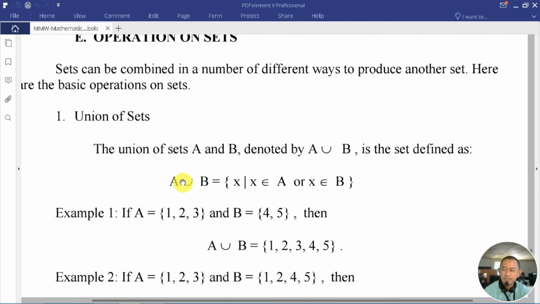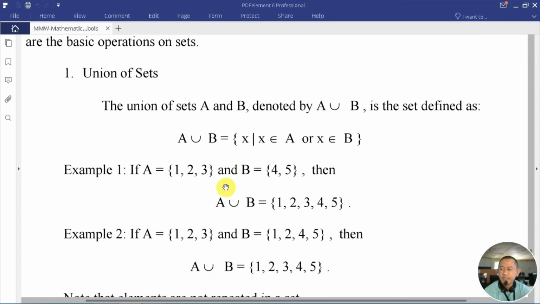The symbol is like an upside-down U. The union of sets A and B is denoted by A union B. It's defined as: A union B is the set of elements X such that X is an element of A or X is an element of B.